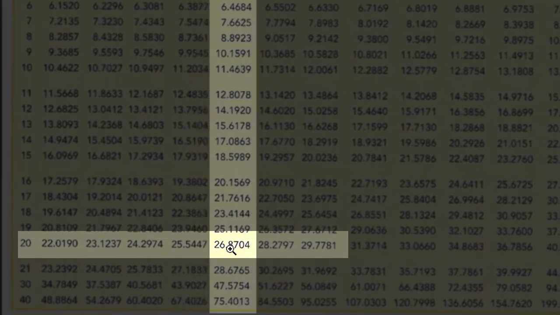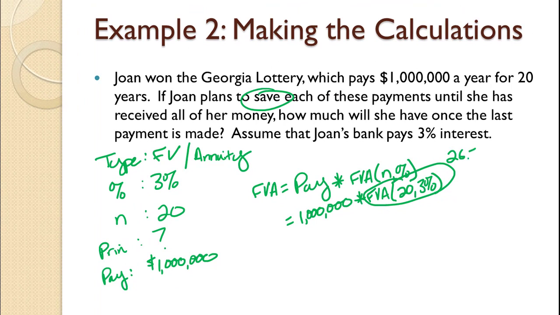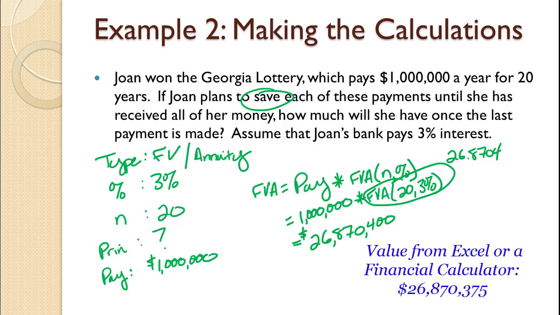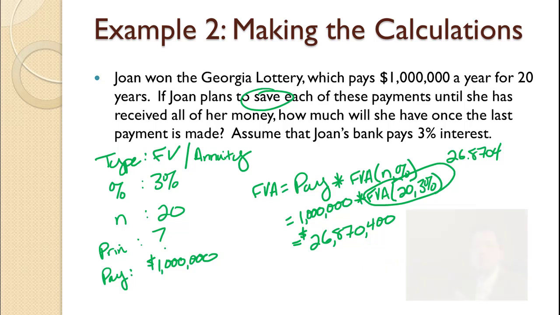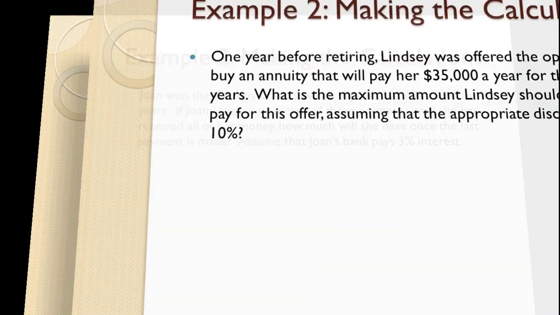So 26.8704. And if we multiply that out, we end up with 26,870,400. And if you used a calculator, you probably got something closer to 375-ish, because it's not rounding it. Once you know the key information, it's easy to slip it into this equation because the equation stays the same. Let's take a look at one more.